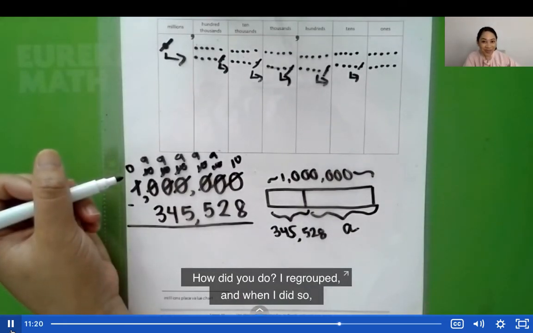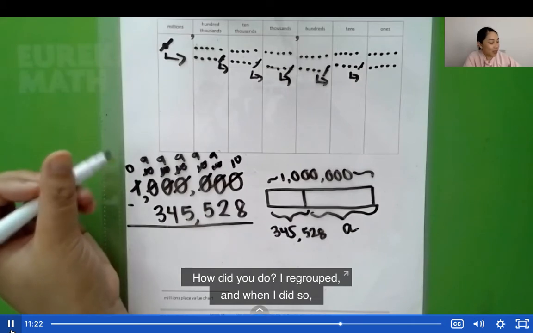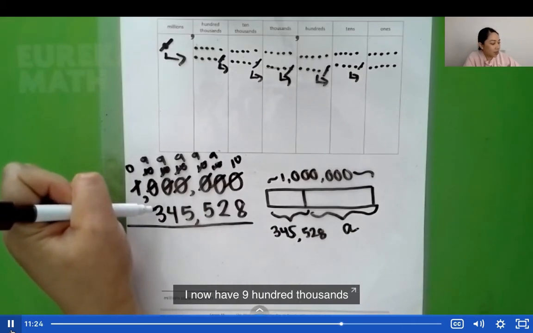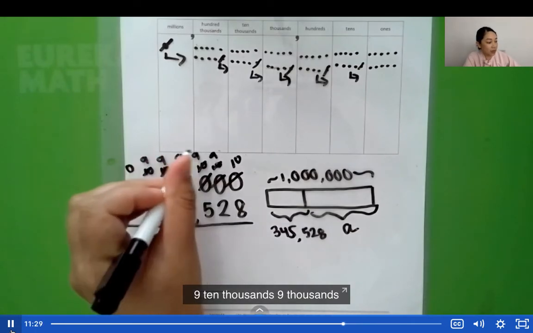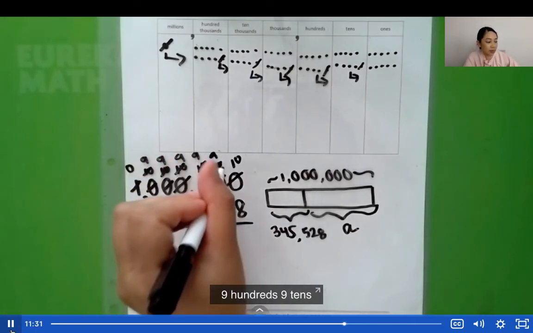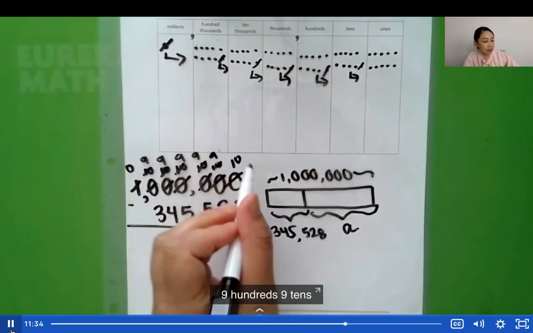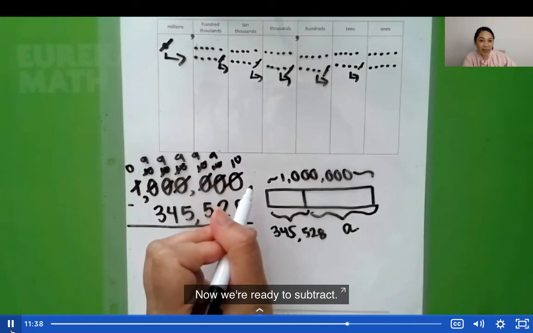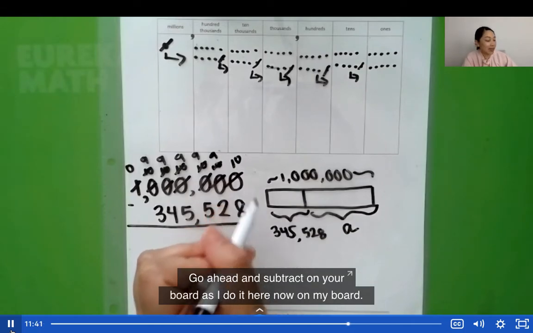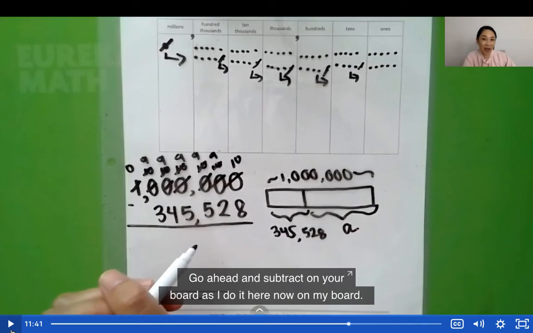How did you do? I regrouped, and when I did so, I now have 900 thousandths, 9 ten thousandths, 9 thousandths, 9 hundredths, 9 tens, and 10 ones. Now we're ready to subtract. Go ahead and subtract on your board as I do it here now. Go ahead and subtract first and then unpause so you can walk through with her doing her subtraction.